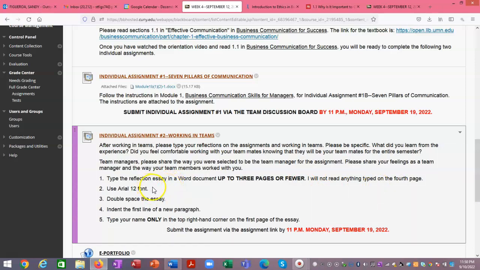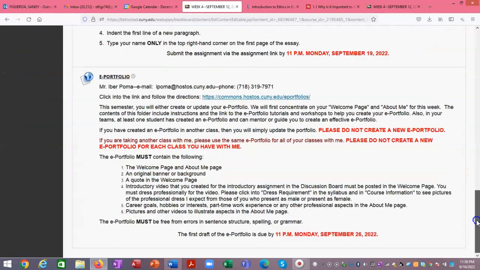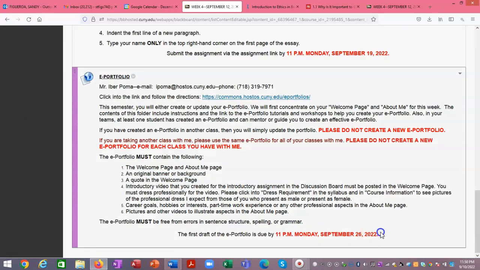Use Arial font, size 12. Double space the essay. Indent the first line of a new paragraph. Type your name only in the top right-hand corner of the first page of the essay. I know what my name is. You don't have to put that there. Okay, you don't have to put the date. I just want your name. And again, that's due September 19th. The e-Portfolio is due September 26th.